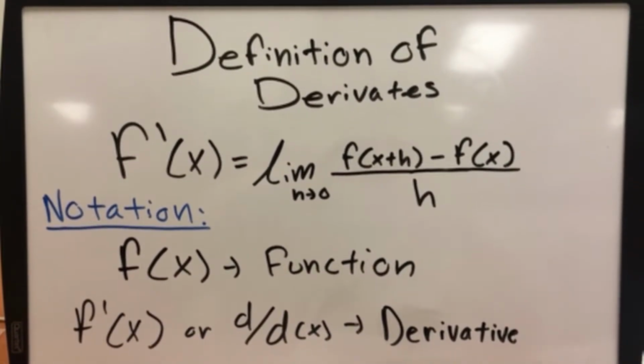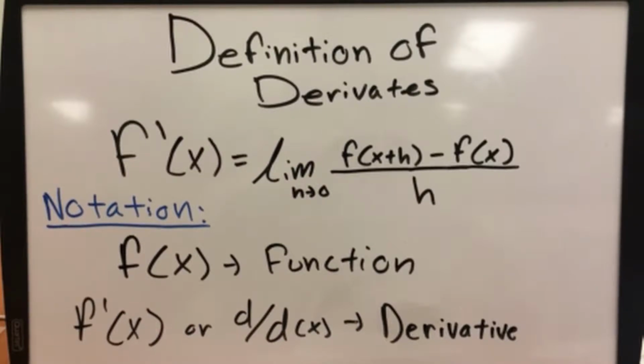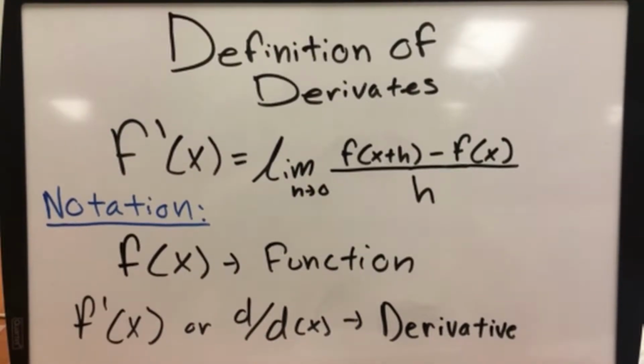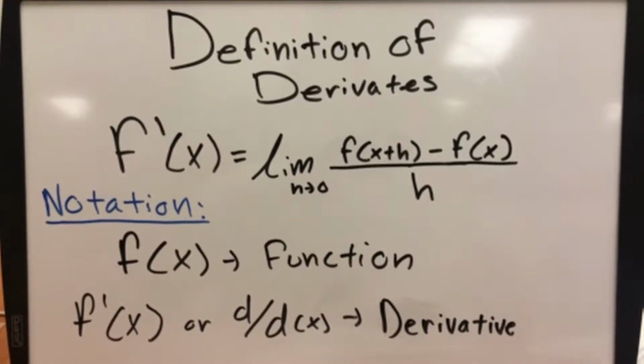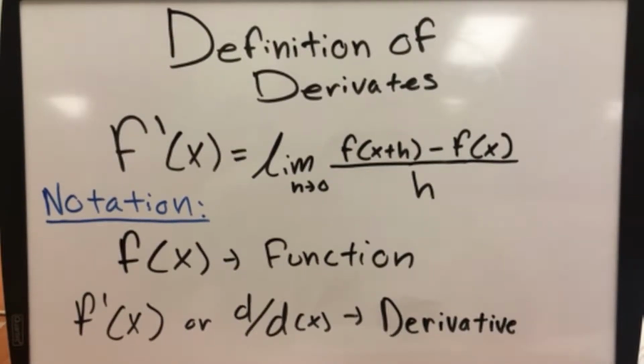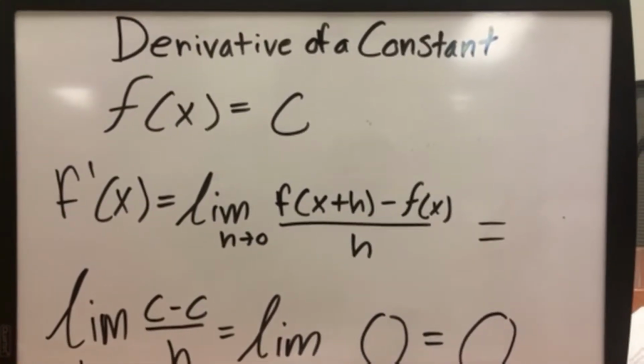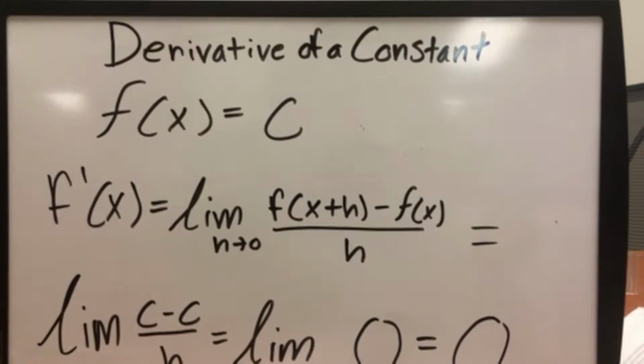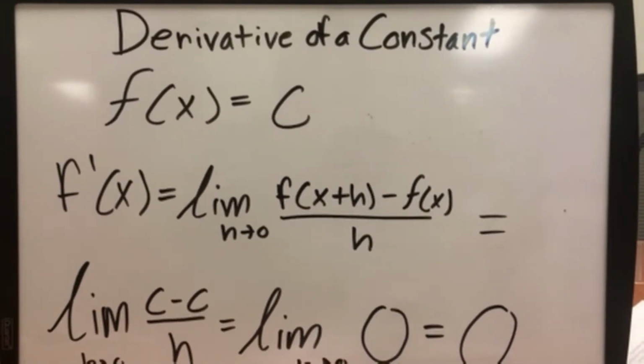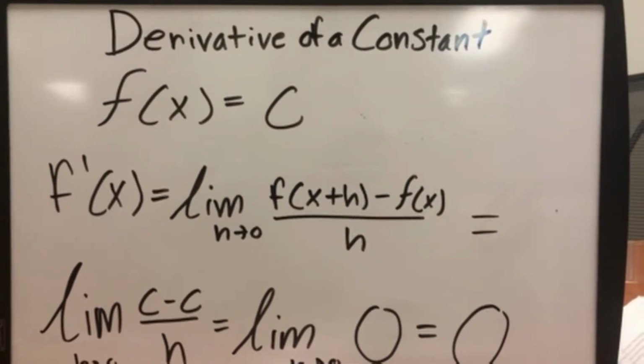Our notation will be f(x) to represent our function, and f'(x) or d/dx will represent our derivative. Before we jump into polynomials, we will start with the constant function. f(x) equals c, our constant.